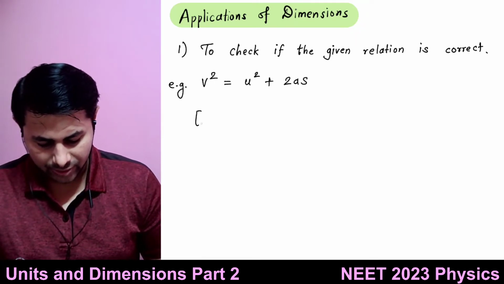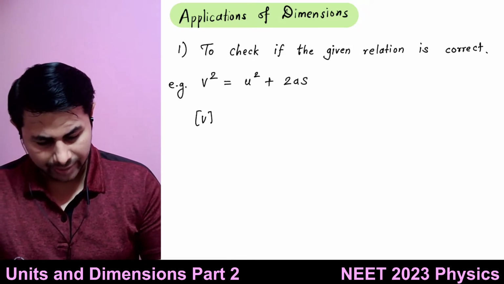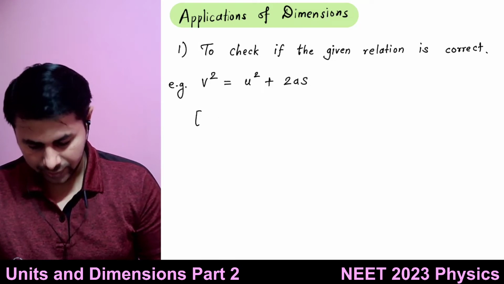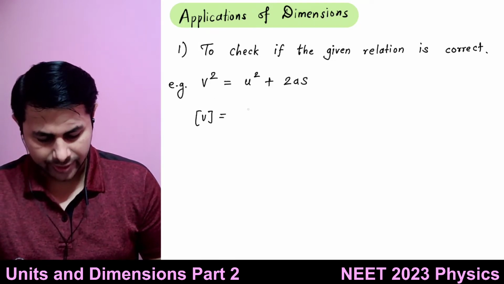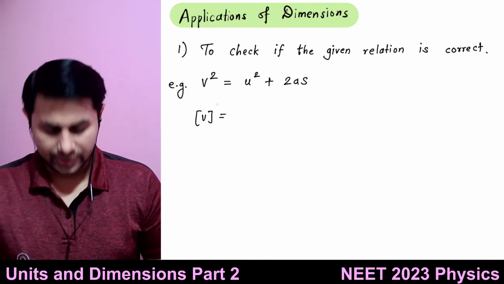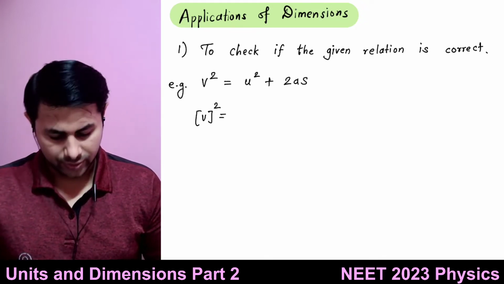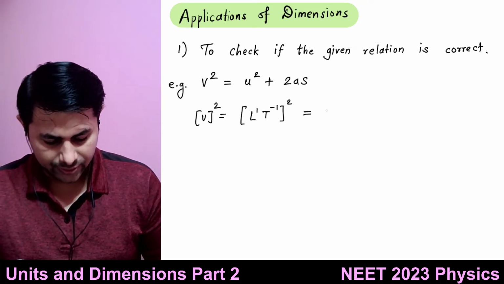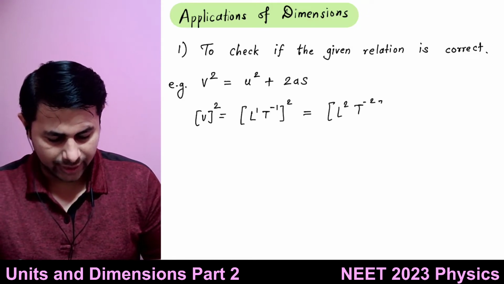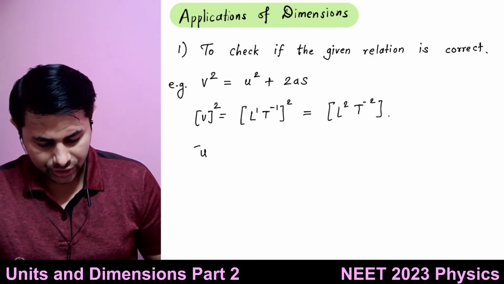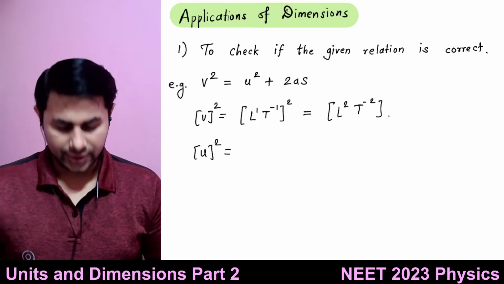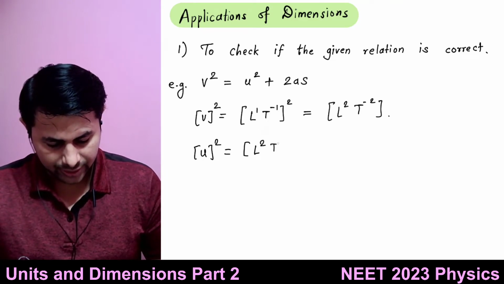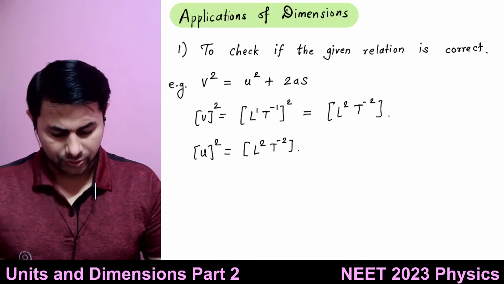So what are the dimensions of v square? What are the dimensions of v? L T to the power minus 1. So I want to find out dimensions of v square, or I can say it is dimension of v to the power 2. So L1 T raised to minus 1 squared. So it is L2 T raised to minus 2. And u is the initial velocity. So it is also velocity, so it will have same dimensions. So the dimensions are L2 T raised to minus 2. Okay, for u square also.